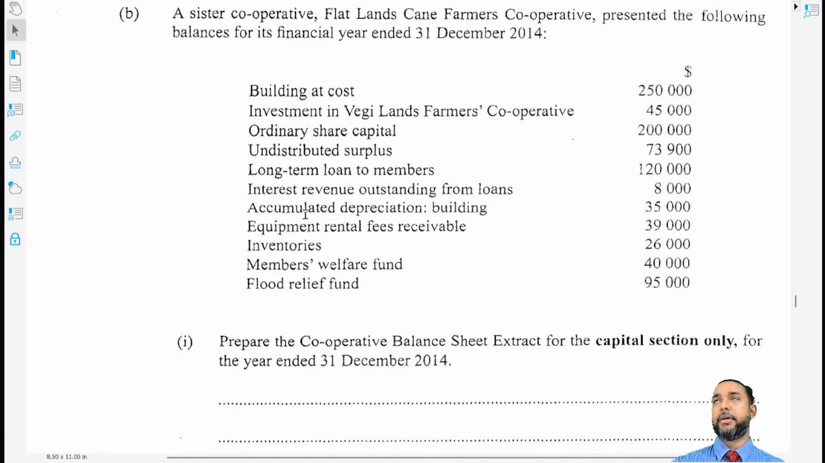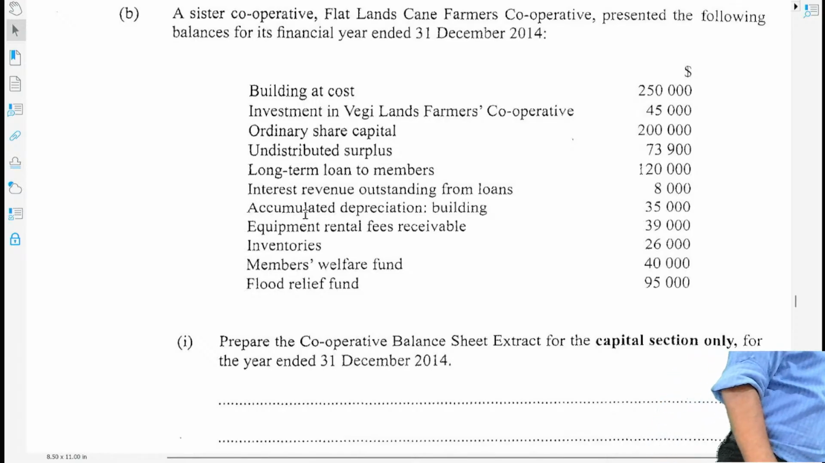Right, so for the rest of the class, we're going to be working on the capital section of the balance sheet, and this will lead into Friday where we're doing the whole balance sheet, right? And some little miscellaneous parts too.